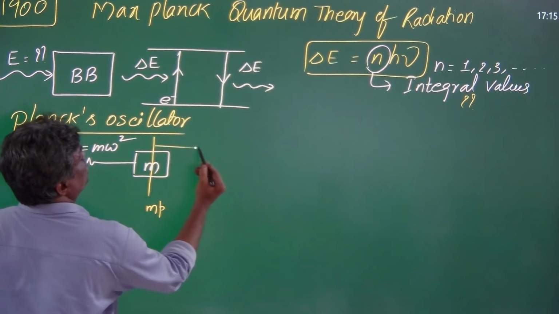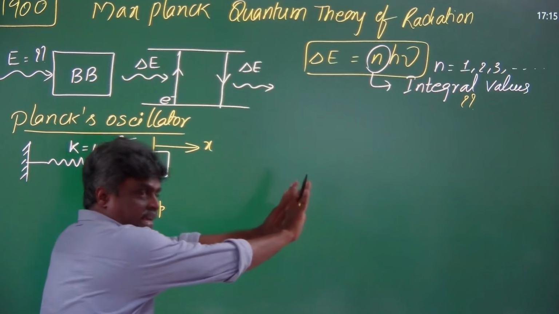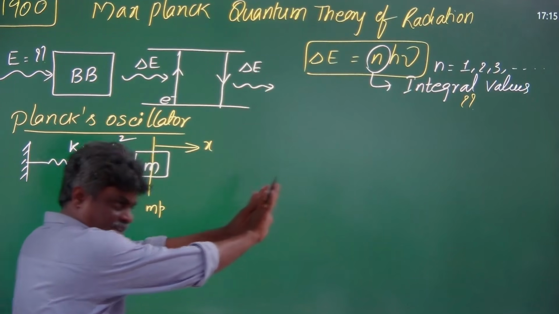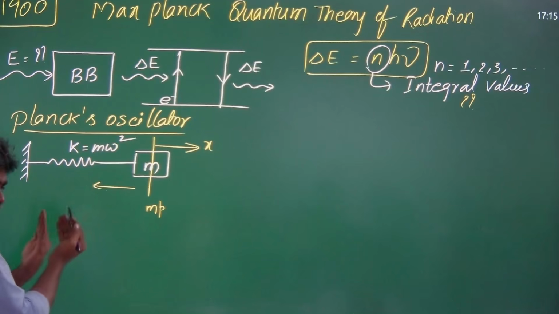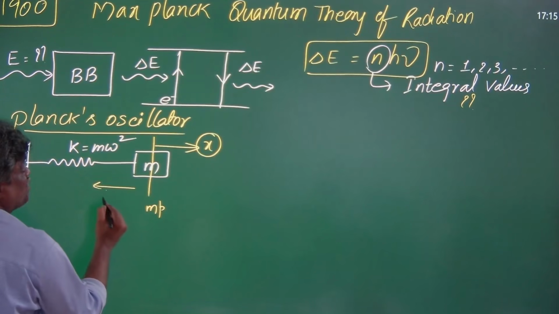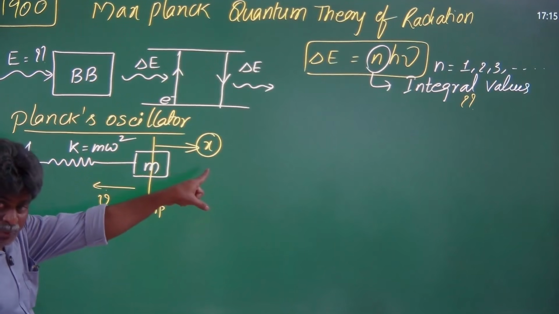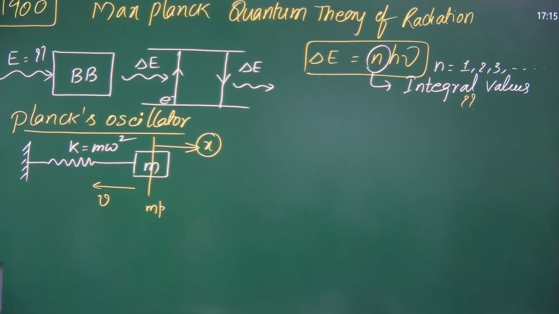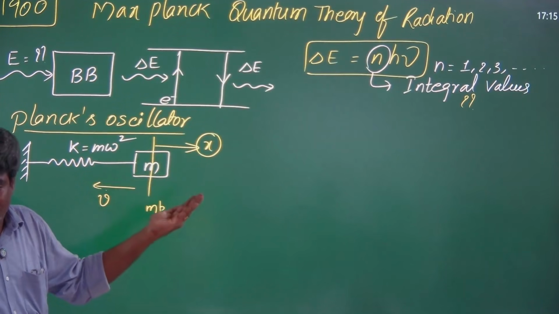Right? Now this is the mean position. Let us say from the mean position it is displaced through a displacement x. If it is displaced like this, due to the restoring force, it will come back. Say yes or no? Yes, right? So this is the restoring force and it is coming back. This is the displacement and this is the velocity direction. That's why acceleration is directly proportional to minus x.